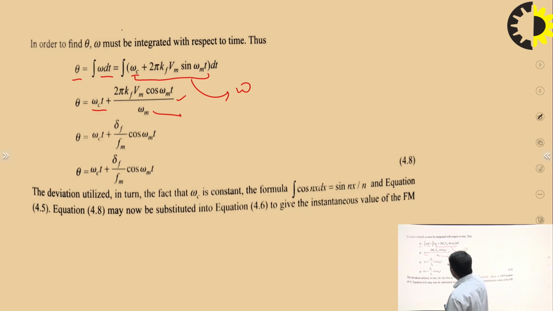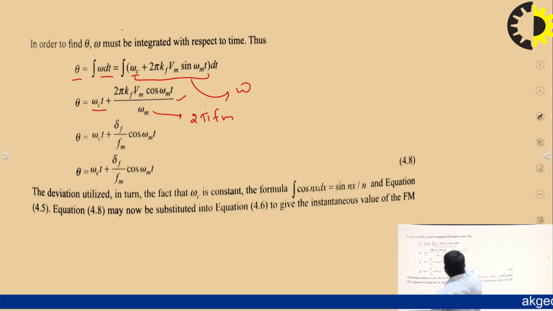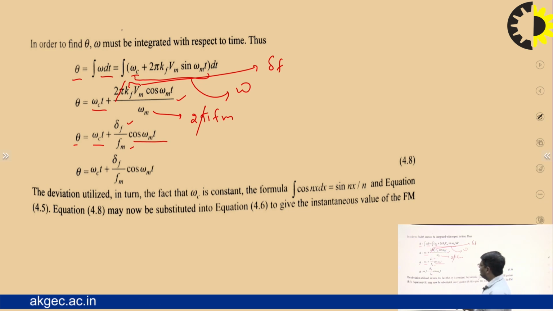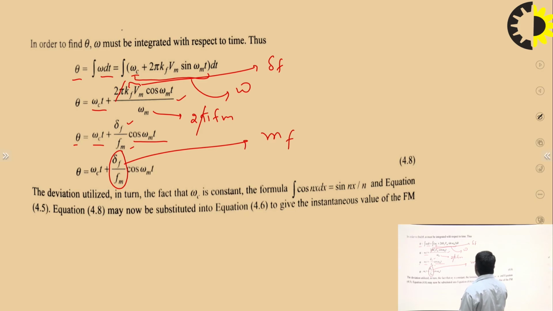This omega m can be represented as 2 pi fm. This 2 pi cancels with the other 2 pi, and we know that kf into Vm is denoted as the frequency deviation delta f. So we can write theta equal to omega c t plus delta f over fm cos of omega m t, where this factor delta f by fm, which is most important, is denoted by mf and is known as the modulation index in the case of frequency modulation.